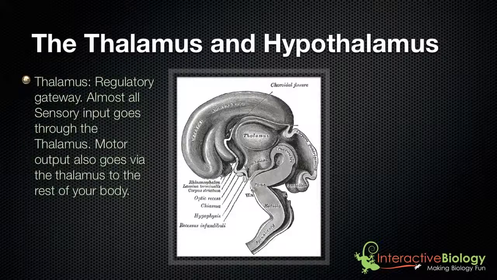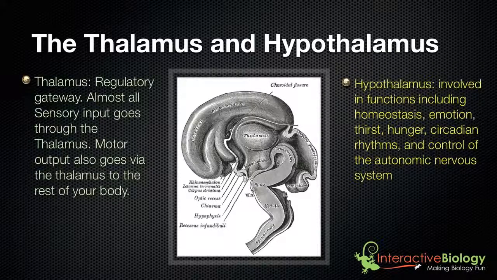First, we have the thalamus. And the thalamus is kind of like a regulatory gateway. And the reason I say that is almost all of the sensory input that comes into the brain goes through the thalamus. And the motor output goes via the thalamus to the rest of your body. So it brings stuff into the brain, and this is the gateway that kind of regulates what comes in and what goes out. That's the function of the thalamus.